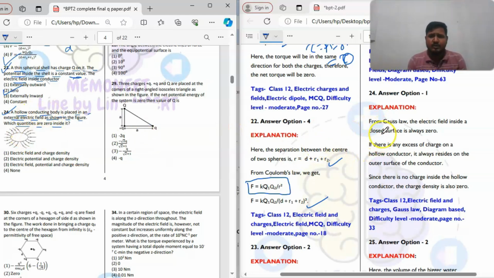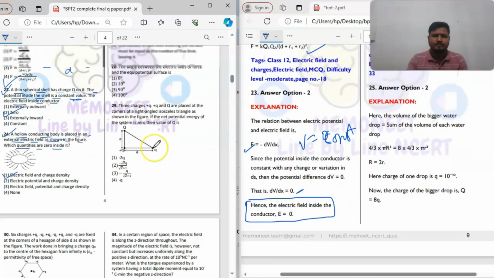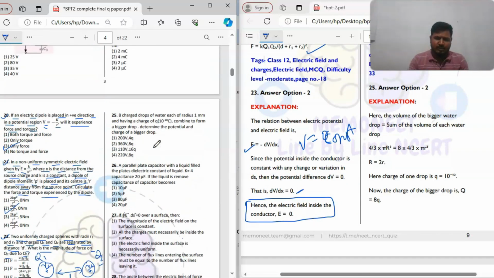Since this is a conductor, the electric field inside the closed surface is always 0. This is the property of a conductor. And also the charge always resides on the outer surface of the conductor. Hence there is no charge inside the hollow conductor. So the charge density is 0. So our first option is the correct option. Now move to the next question.